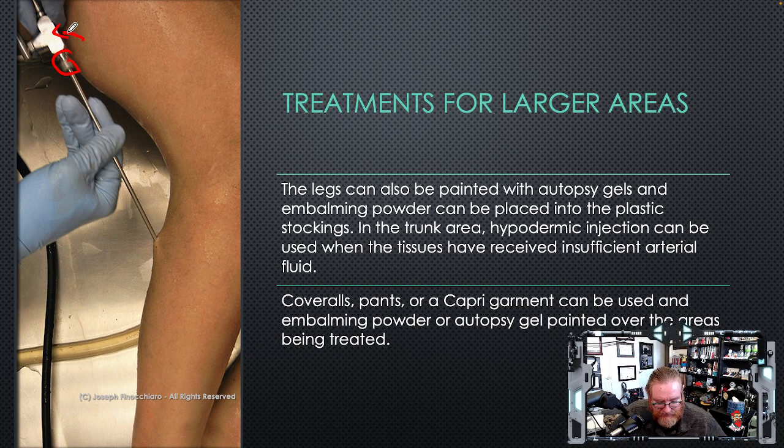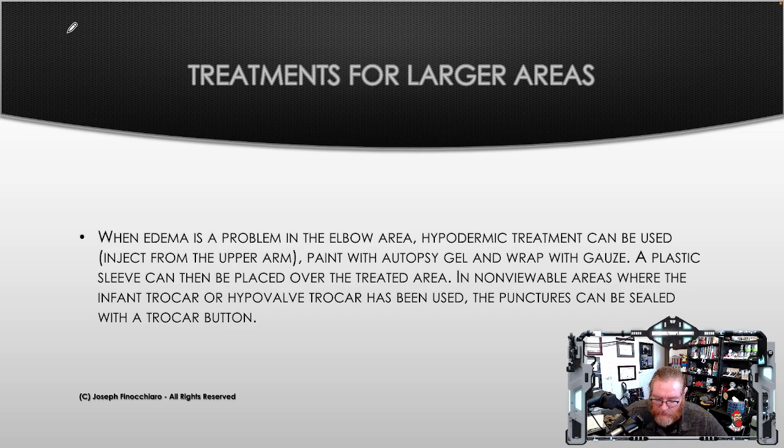Coveralls, pants, or a capri garment can be used, and embalming powder or autopsy gel painted over the areas being treated. When edema is a problem in the elbow area, hypodermic treatment can be used. Inject it from the upper arm, paint with autopsy gel, and wrap with gauze. A plastic sleeve can then be placed over the treated area.